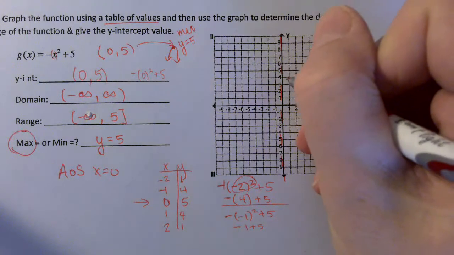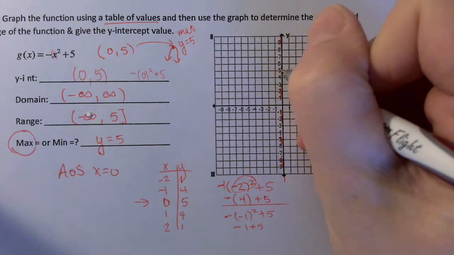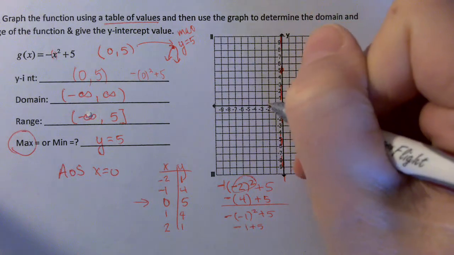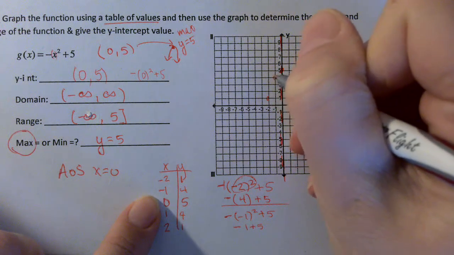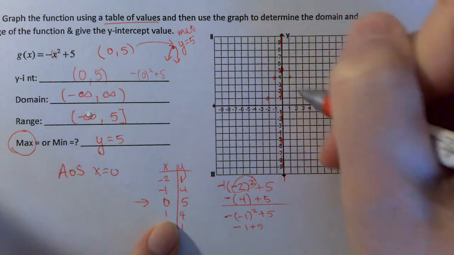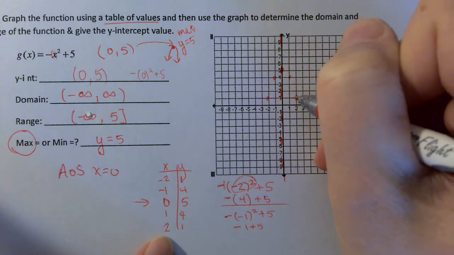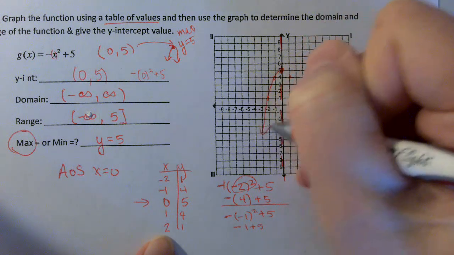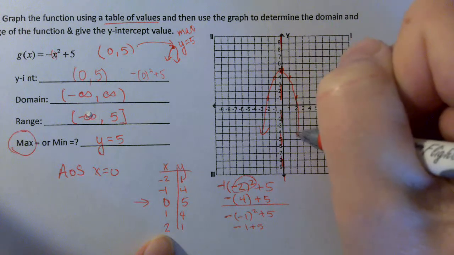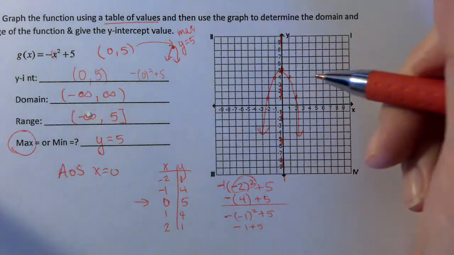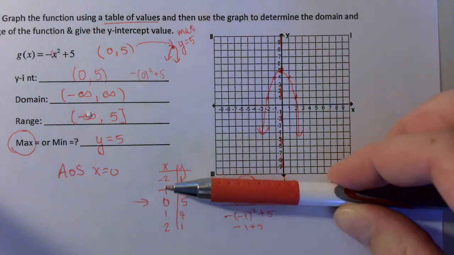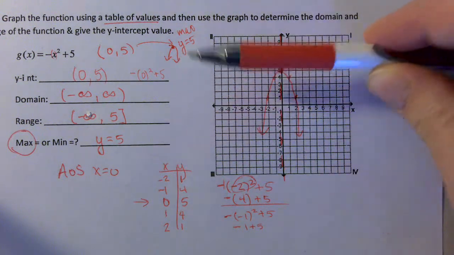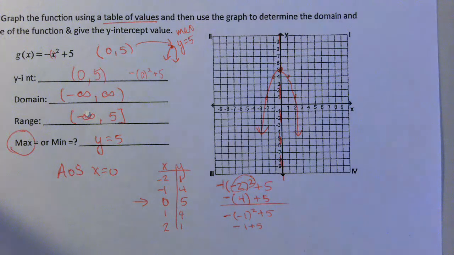Let's go ahead and graph that vertex at (0, 5), and I'm going to graph my extra points here: (-2, 1), and I have (-1, 4), (1, 4), and (2, 1). There's my downward U-shaped curve. Make sure you fill that out. And then if you look at it, if I scan this, it always is running down, and then it stops here at that y value of 5.